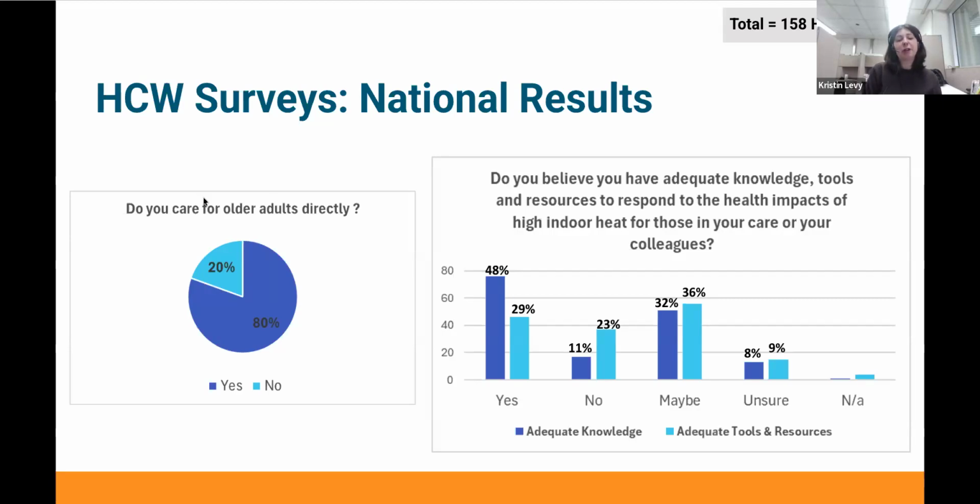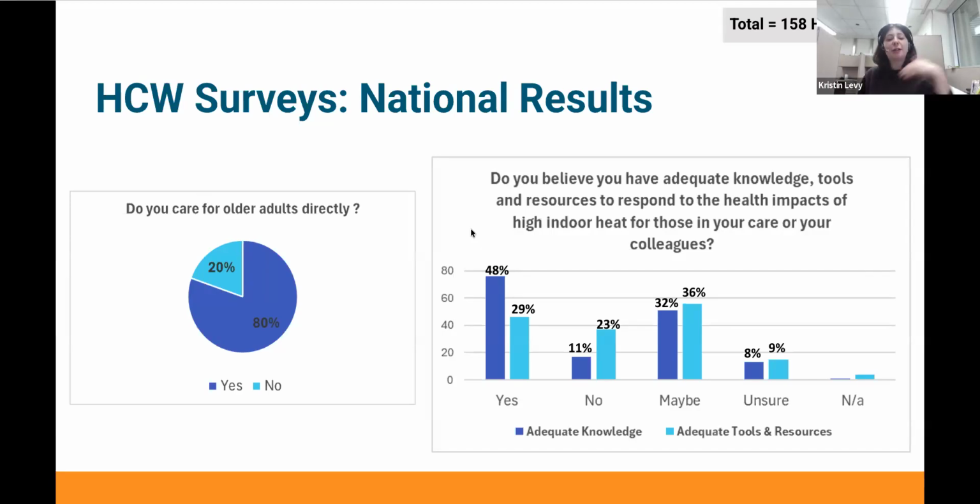And then another important question we wanted to know was how prepared they felt. So as you can see, it's pretty common for them to say that they don't have adequate tools. 29% are saying yes, they have adequate tools, but the remainder are all saying either no or they're unsure if they have adequate tools to address heat response in their facilities.